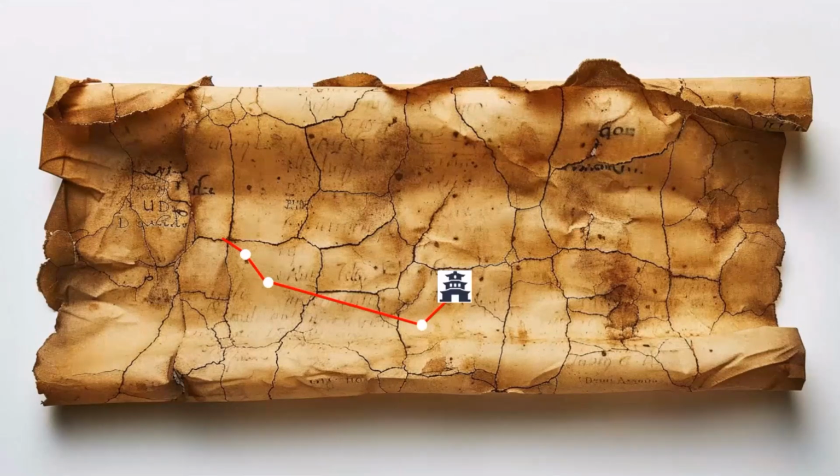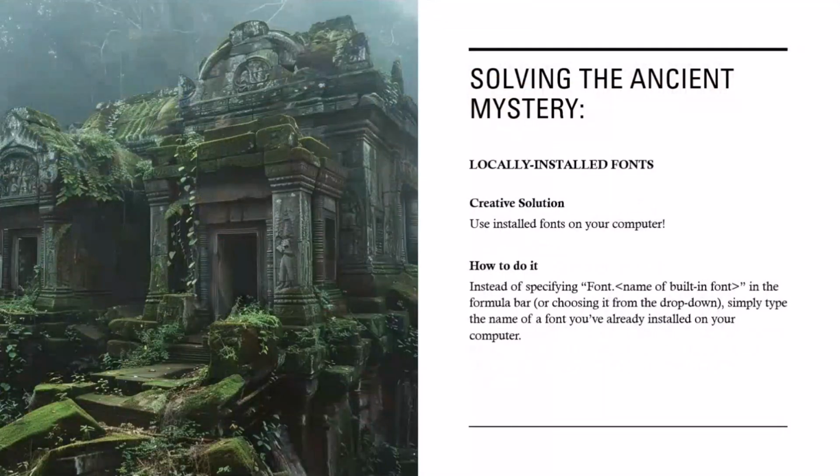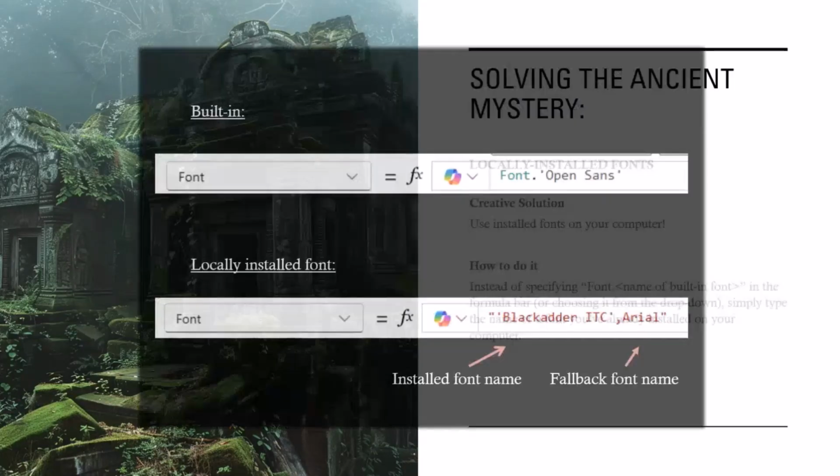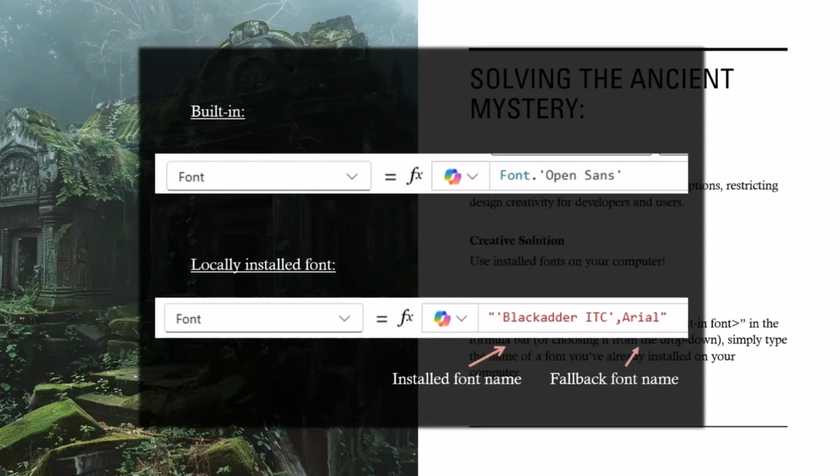Upon unrolling it, we were astonished to find it quite legible. It described an ancient practice of using locally installed fonts in Power Apps. We discovered that you can simply write your Power Apps formulas to use any font on your local machine. It was quite simple, really. You could specify the font you wanted, and even a fallback font in case that one wasn't available.